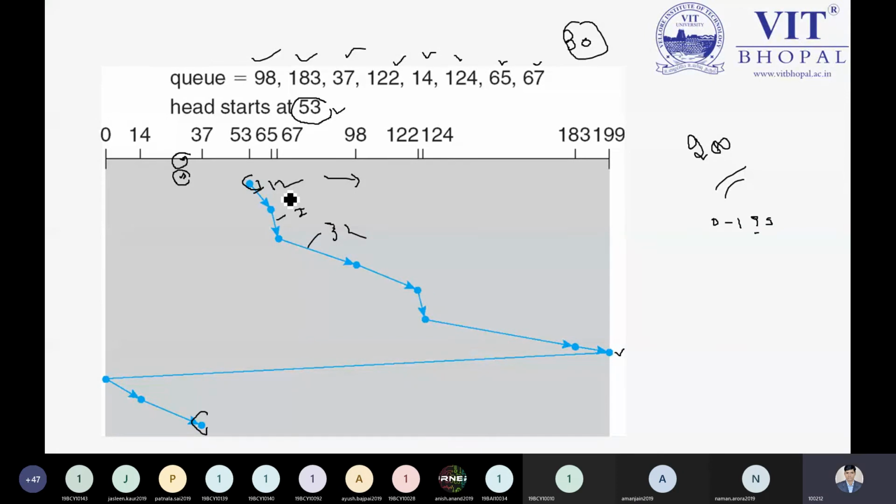We have FCFS, SSTF, the scan, and now we have the C scan. Now a total of 4 algorithms we have already discussed. Now, please tell me any doubt over here. You can ask me.